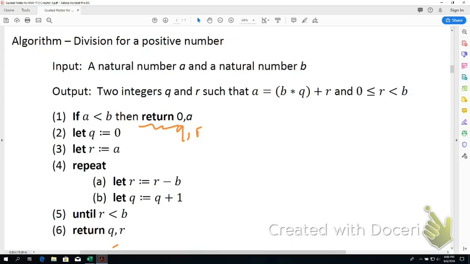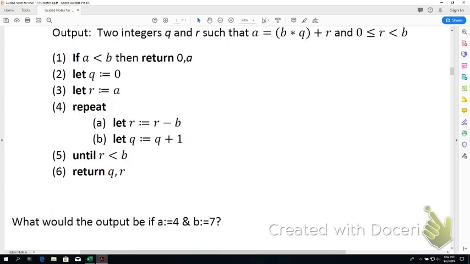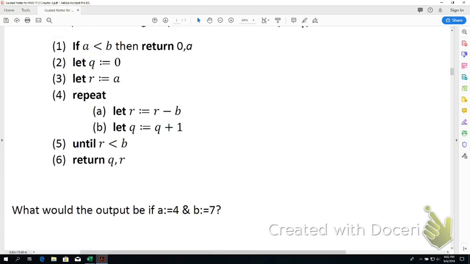Okay. So we have a question at the bottom here. Okay, so we see that for right here, what would it be like? So I'm going to scroll up a little bit. What would the output be? Okay, if A is 4 and B is 7.